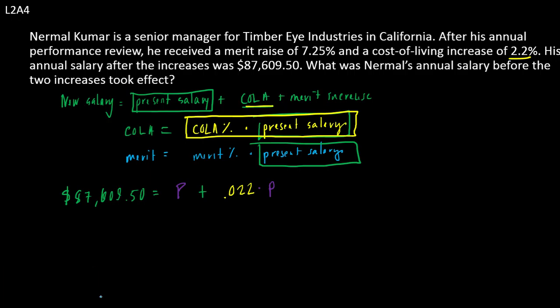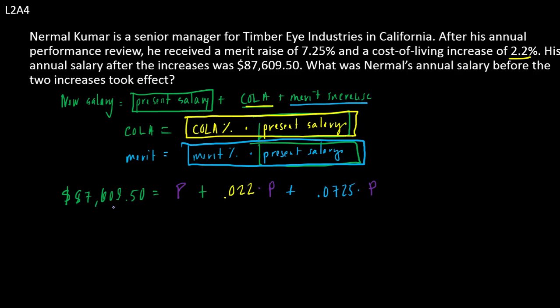Next, I need to figure out my merit increase. It's the last piece of my new salary equation. Now again, instead of writing out merit increase, I'm going to write in the phrase that is equivalent. Again, they're equivalent and I'm allowed to do that. So my merit increase percent is 7.25%, so I write 0.0725, and I get to multiply that by present salary, P. So notice what we've done here. We've used these two more minor equations to substitute back into our new salary equation, and we've plugged in all of the information that we know.